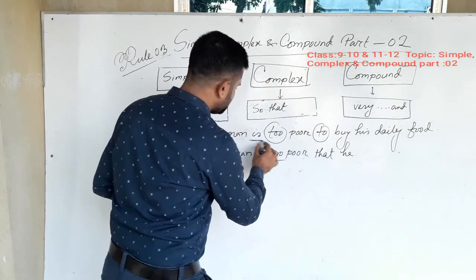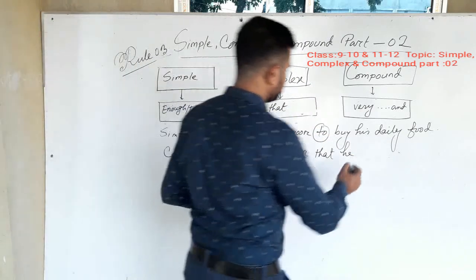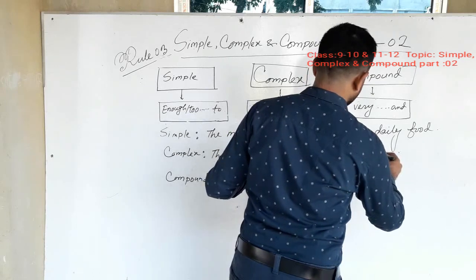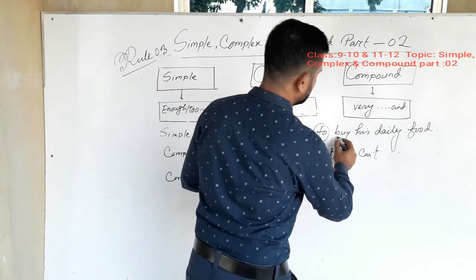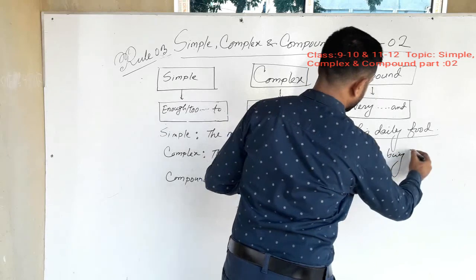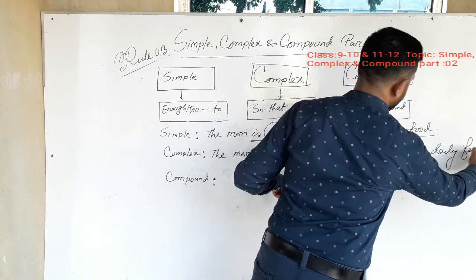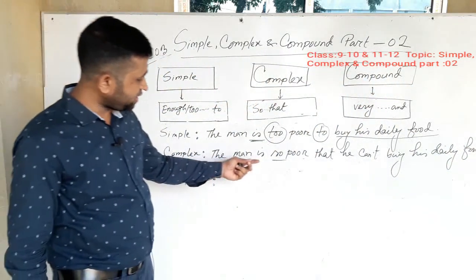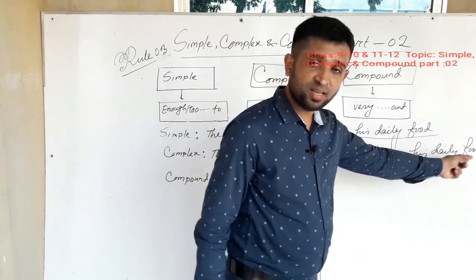As this verb is present form, that is why we can use "can't". And after that you should write the whole sentence: can't buy his daily food. Students, now we can say that the man is so poor that he can't buy his daily food.